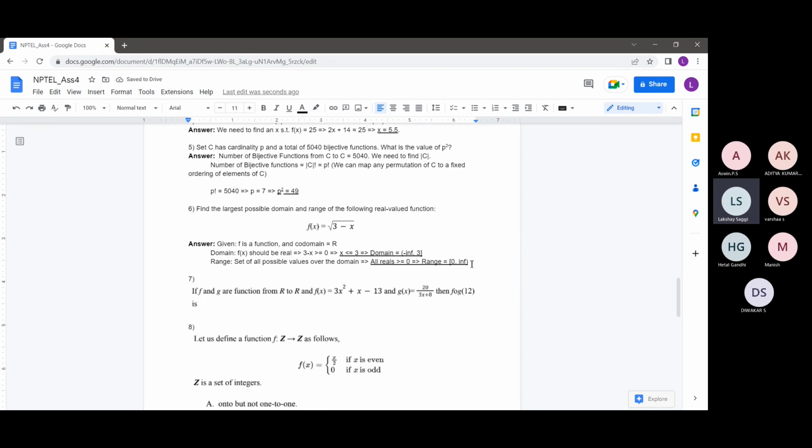So I hope this is clear. These are the largest possible domain and range, right? Maximum possible domain is this, and maximum possible range is this. Any subset of this domain would also have been a valid domain. Like, let's say if I said the domain was minus infinity to 2, that also would have been a valid domain. And for that, the range would have been, I think, from 1 to infinity, but that would not have been the largest possible. So this phrase 'largest possible' is important.